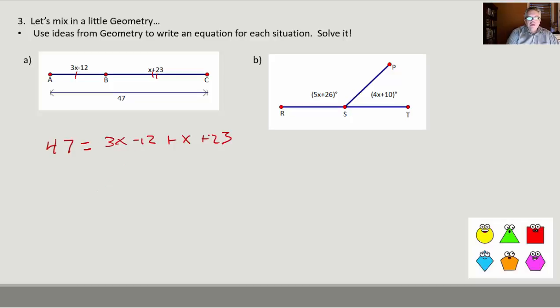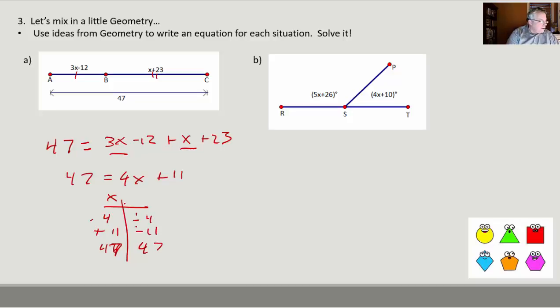Now, we have to combine like terms and simplify this a little bit. So 3x plus x is 4x. And a negative 12 plus 23, well, that's just plus 11. And now we can backtrack. Okay, so we had to simplify a little bit, but we got that. Times 4 plus 11 equals 47. Oops, 47. So we're going to do 47 minus 11 divided by 4, and you should end up with 9. Okay, so 9 is the number that makes that work.